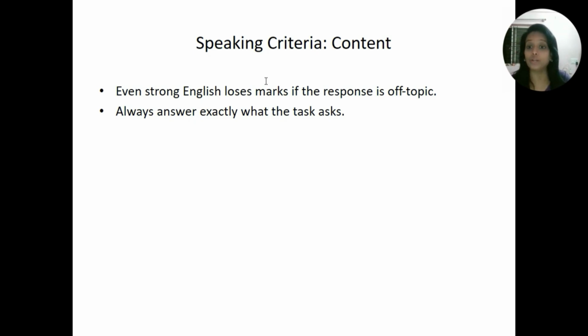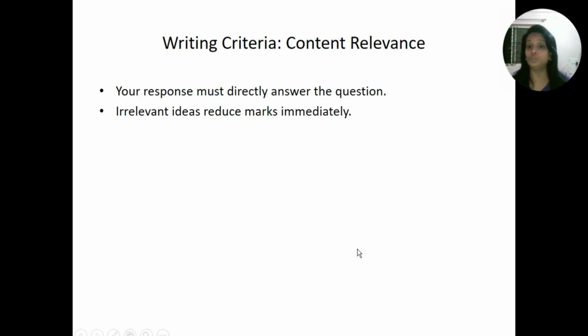For example, if the question asks you to describe a graph, but you start giving personal opinions unrelated to the graph, then you lose content marks, isn't it? Always try to answer exactly what is asked. Let's move to writing now because this section evaluates much more than grammar.